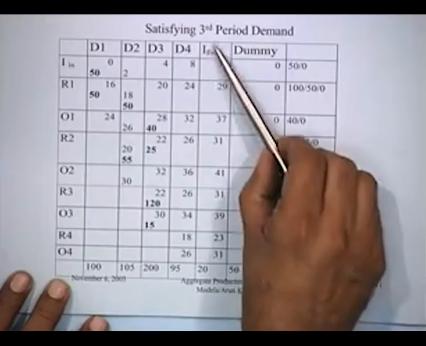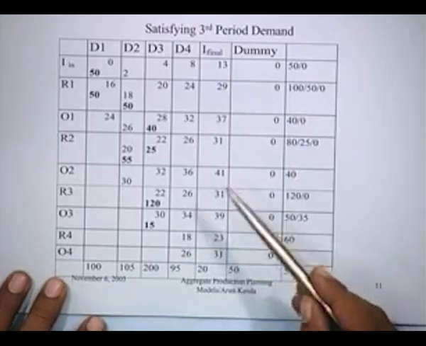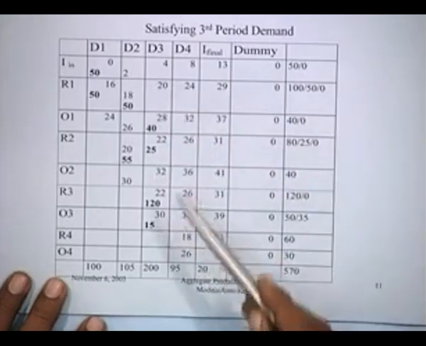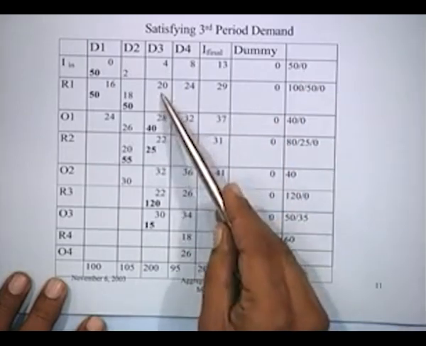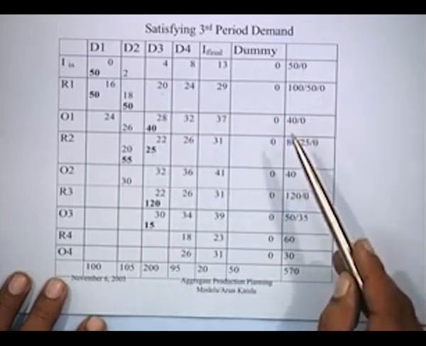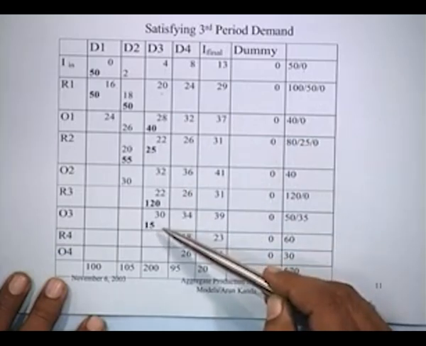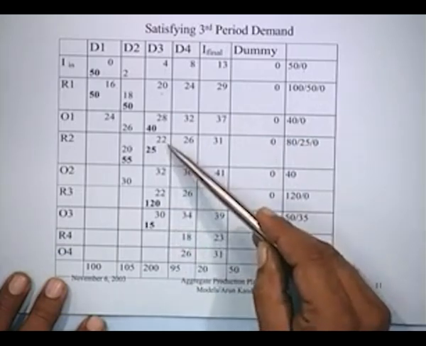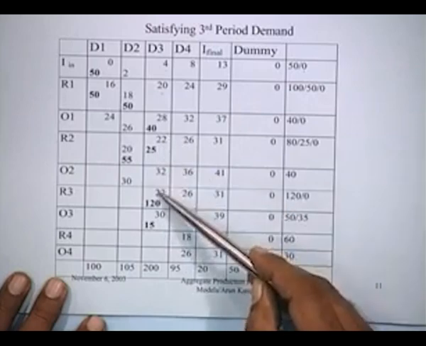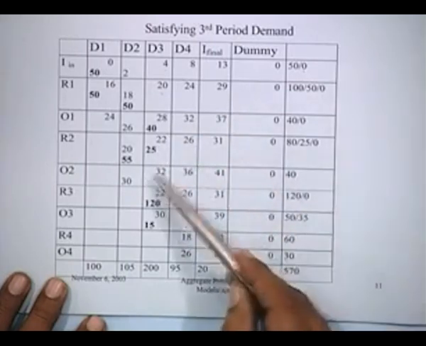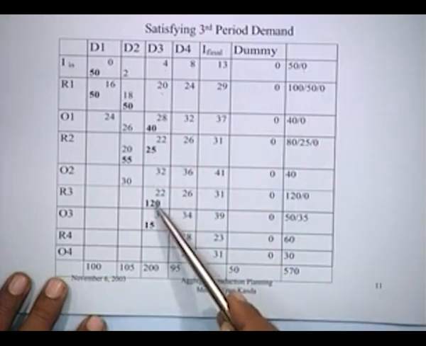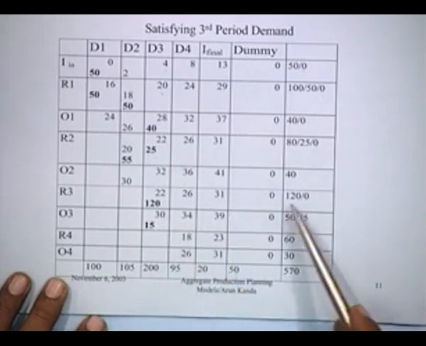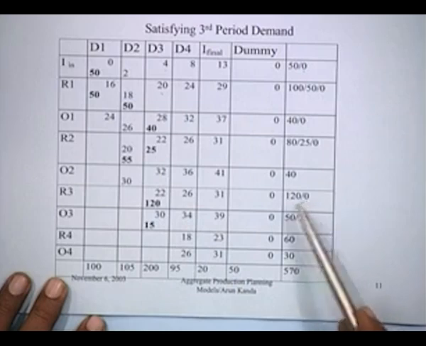When you look at the third period demand, what we find is, again, you find that 4 is not available. Similarly, 20 is not available, and after 20 the cheapest value that you have is 22. So 22 is available at 2 locations. So 25 units can be taken off from here, and similarly 120 units can be taken off from here, making this 0.